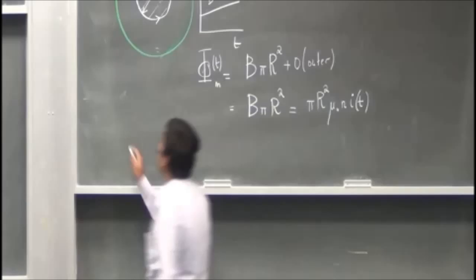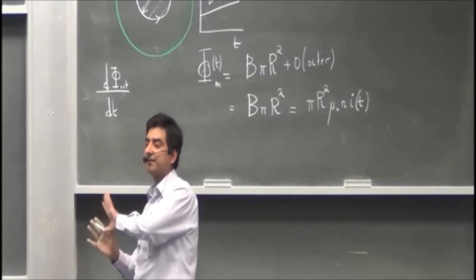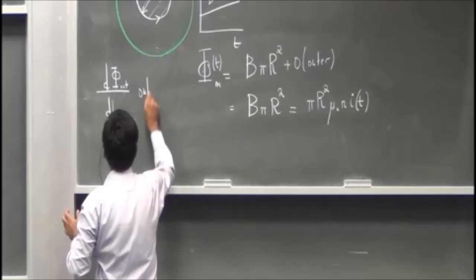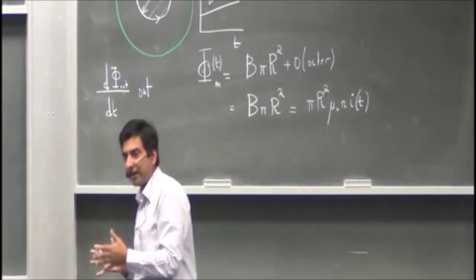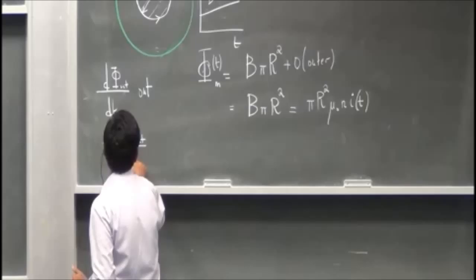Now, is the flux that's coming out increasing with time or decreasing with time? It's increasing with time. So d phi by dt is increasing with time and it's coming out. With time, the flux is coming out. So the direction of this derivative is out, because there's more flux coming out. With time, the flux that's coming out is increasing.